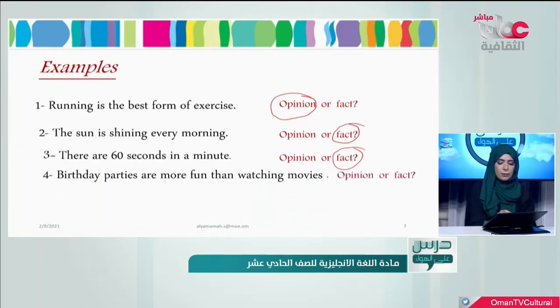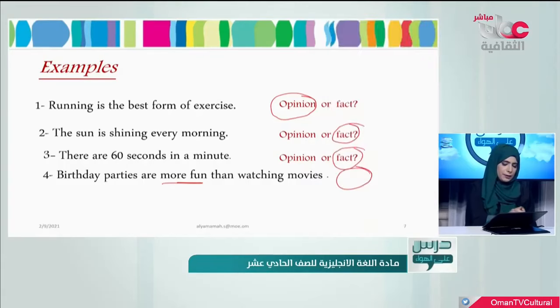Birthday parties are more fun than watching movies. As you can see, birthday parties are more fun. Here we have expressions which indicate opinion or someone's point of view about something. Another person would say that birthday parties are the worst parties in the world, and we cannot convince him of our idea. So birthday parties are more fun than watching movies is an opinion statement.